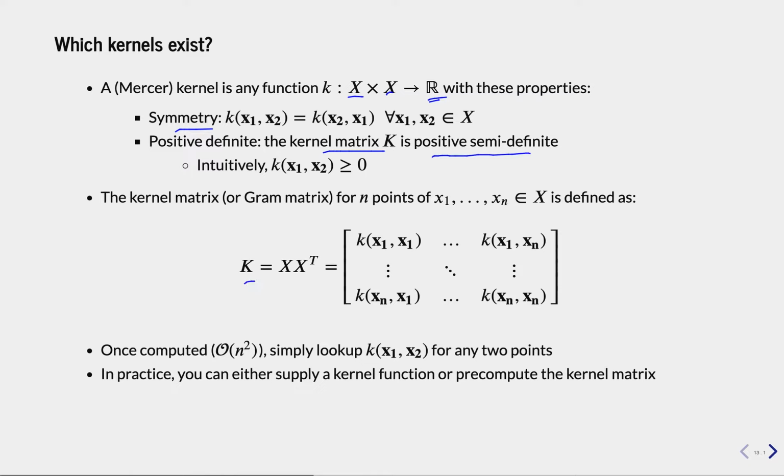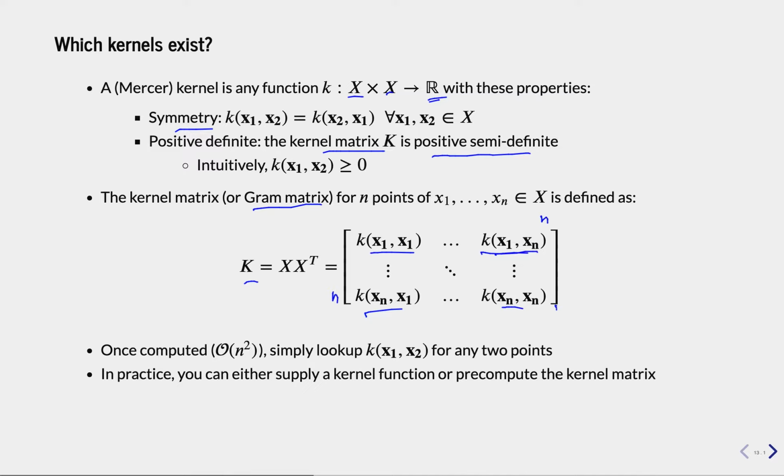So the kernel matrix is simply the matrix of all the possible combinations of input features, and so all the possible combinations of inputs. This is an n by n matrix. At any point, it has the combination of 2 features and computes a kernel for that combination of features. We also call this a Gram matrix. And this matrix needs to be positive semi-definite.